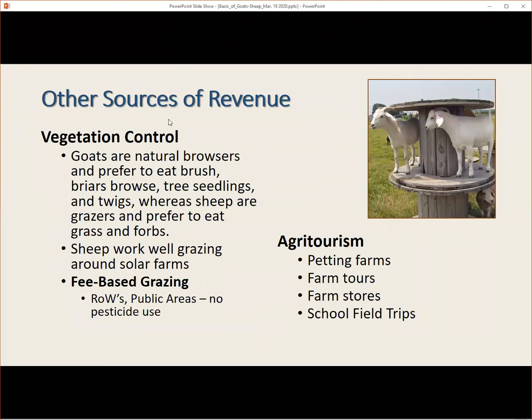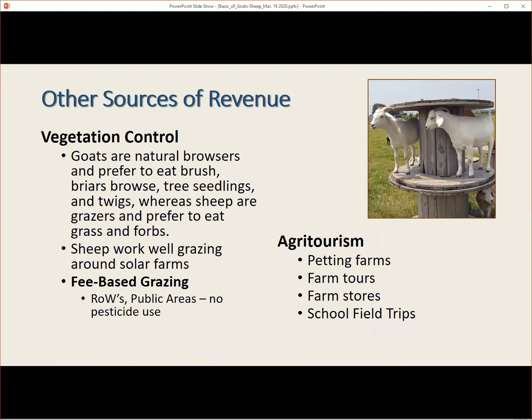Other sources of revenue. Vegetation control, as I talked about. Goats, natural browsers. They prefer to eat brush, briars, tree saplings, twigs. So they're being used quite a bit for grazing, particularly in areas where herbicides are not wanting to be used, but yet they're wanting to bring the brush under control. Sheep, on the other hand, are being found to work quite well in solar farms, grazing the grass around the solar panels.